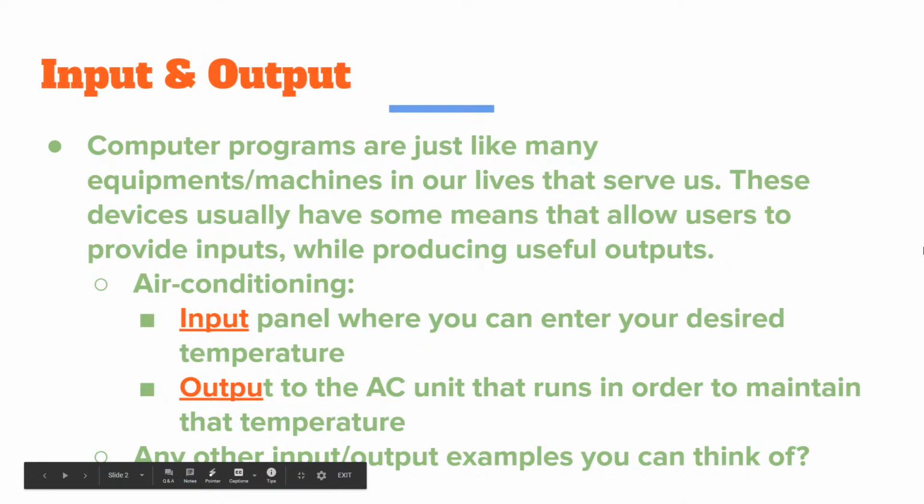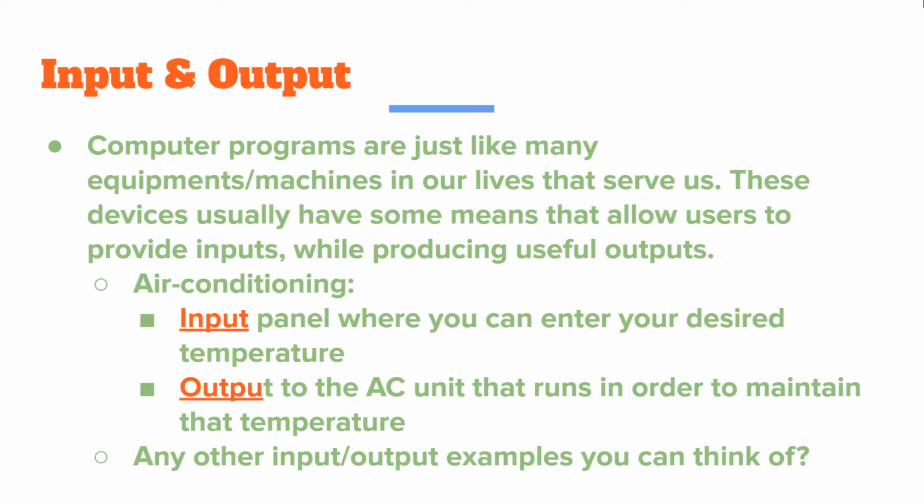So we learned that computer programs are essentially machines, except these machines compute a lot of binary. Now, most machines have some way for the user to input their instruction, or input whatever you want that machine to do. Like this example over here, the air conditioning. The input panel is where you can enter your desired temperature. Your input panel on, say, an oven can be what temperature you put it at. There are a lot of things in our lives where we input our instruction, and some sort of machine does something else for us.